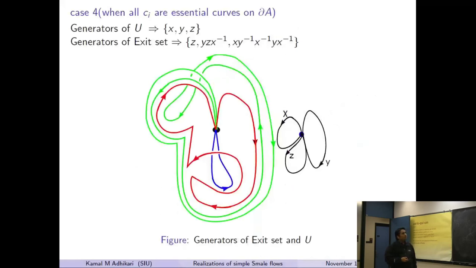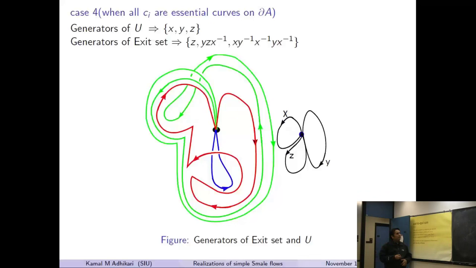When all are essential curves, then none of the curves bound a disk on the surface of the attractor neighborhood. In that case, we try to get the generators of the thickened template and the exit set. We try to attach the exit set because the thickened template and the attractor are attached through the exit set. Try to take the generators of the exit set. If we assume X, Y, Z, because the thickened template is genus 3, we have three generators.